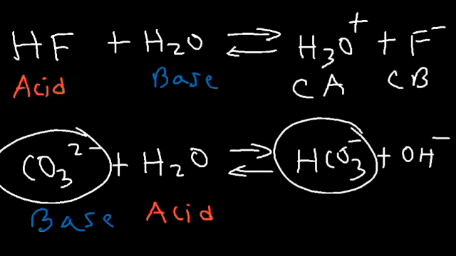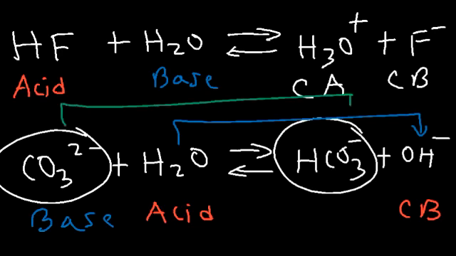Now if you go from water to hydroxide, it's a loss of a hydrogen, so therefore hydroxide must be the conjugate base, since it lost the hydrogen going from H2O to OH minus. Now carbonate, it gained a hydrogen. Whenever something gains a hydrogen ion, it becomes the conjugate acid. So bicarbonate is the conjugate acid of this reaction.